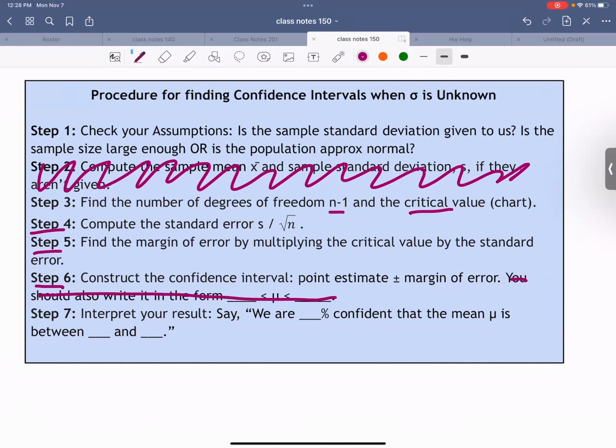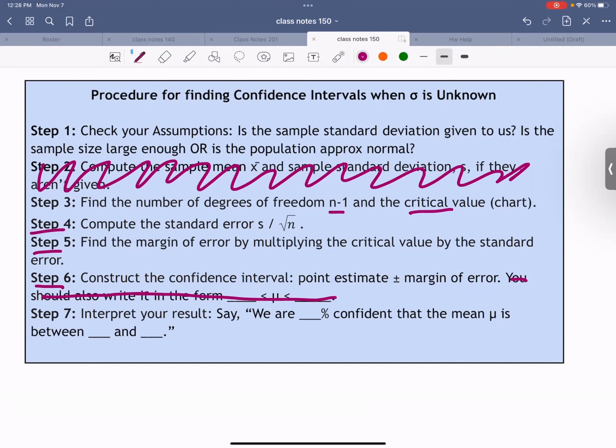Okay, so I know that form is there. If you want to use the parentheses form, that's fine. And then step 7, the interpretation is literally the same. So we are blank % confident that the mean is between these two numbers. That always stays the same. All right. Are we crossing that out? Yeah. You don't have to write it in the form. If you want to, that's fine, but I gave you another form to write your answer in.